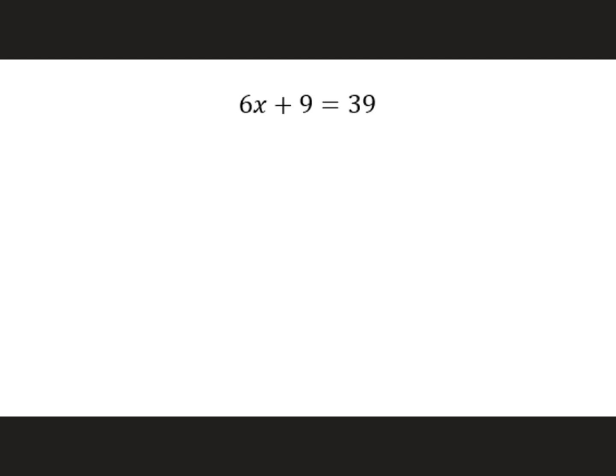To get rid of that plus 9, I'm going to use this opposite, negative 9 on both sides. This cancels out, becomes 0, and I get 6x equals 30. And then how do I get rid of something that's multiplying? I divide. So divide by 6, that becomes a 1, 1 times x, and then x equals 5. That was a lot prettier than with the fractions.